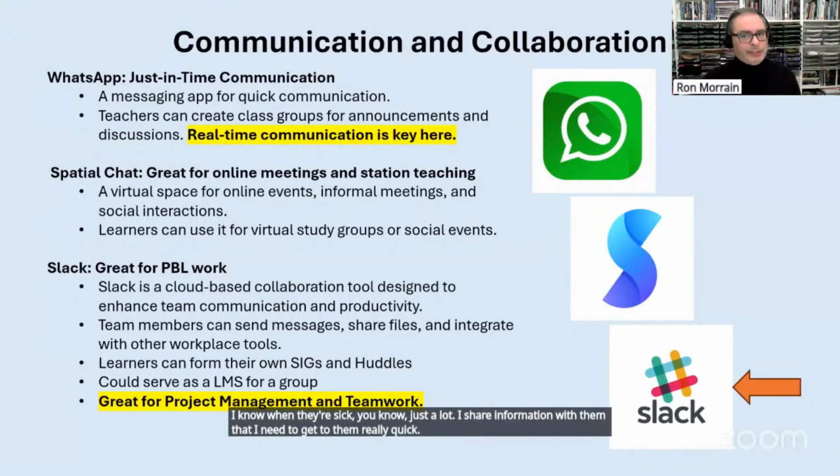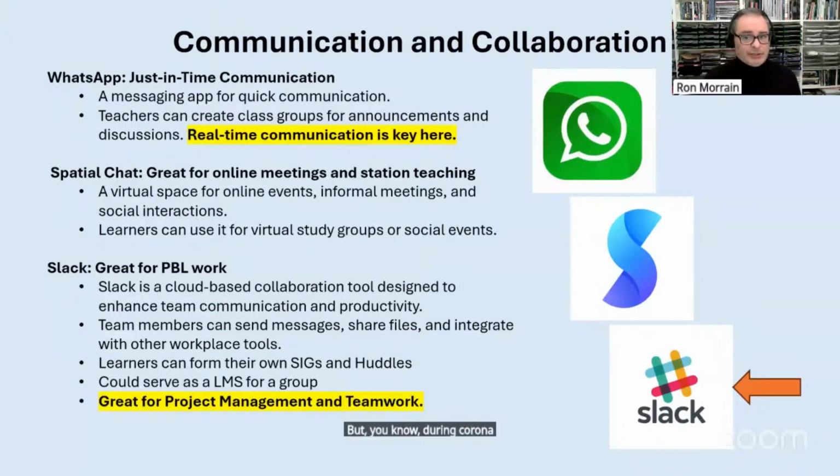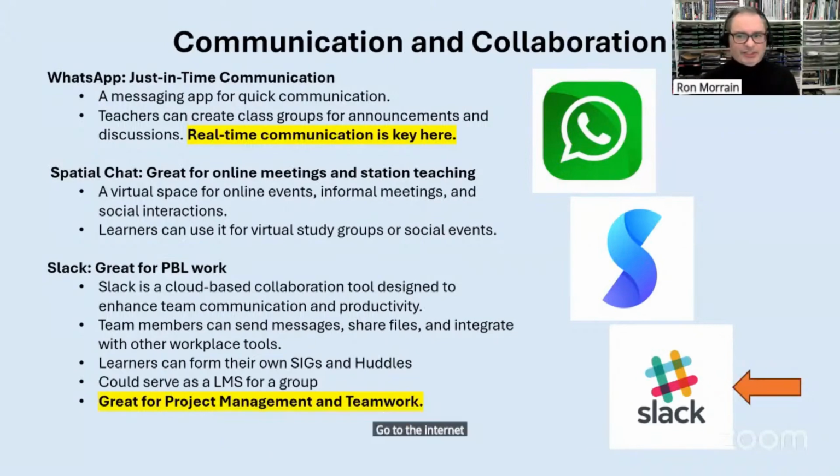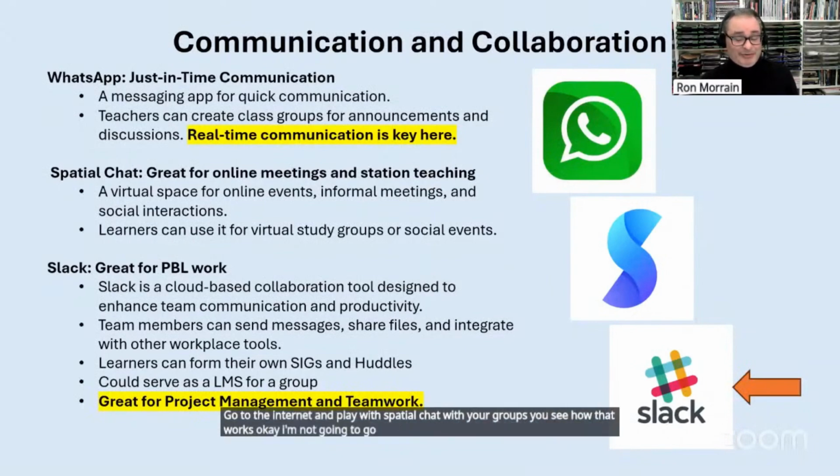But during Corona, one of my students taught me how to use Spatial Chat. I love it. And they loved it as well too. So I've never quit using that because I think it's another great way to get students to collaborate with one another. There are free versions. Go to the internet and play with Spatial Chat with your groups. You see how that works. Okay. I'm not going to go too much into detail because I really like it.